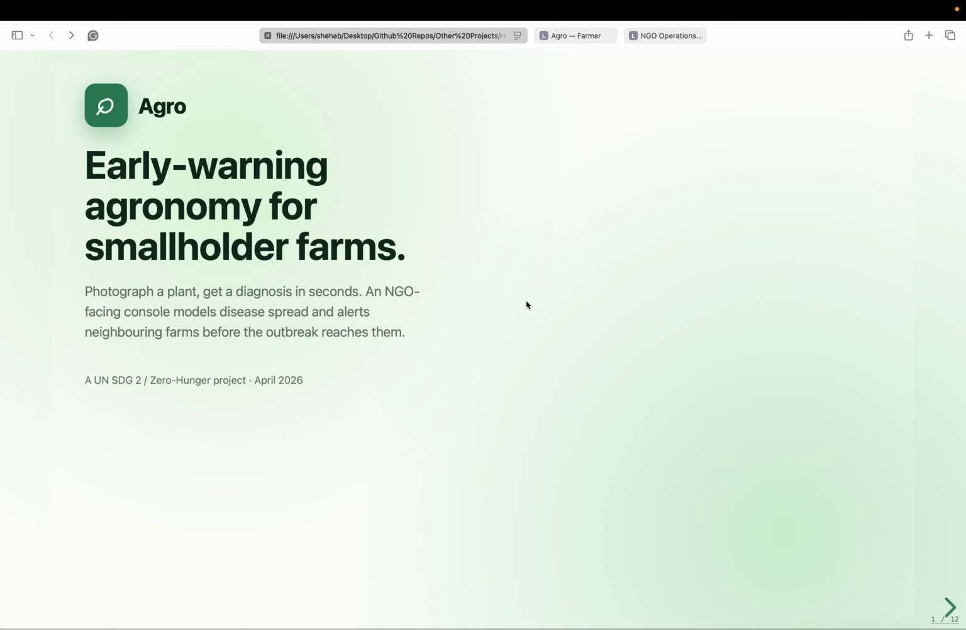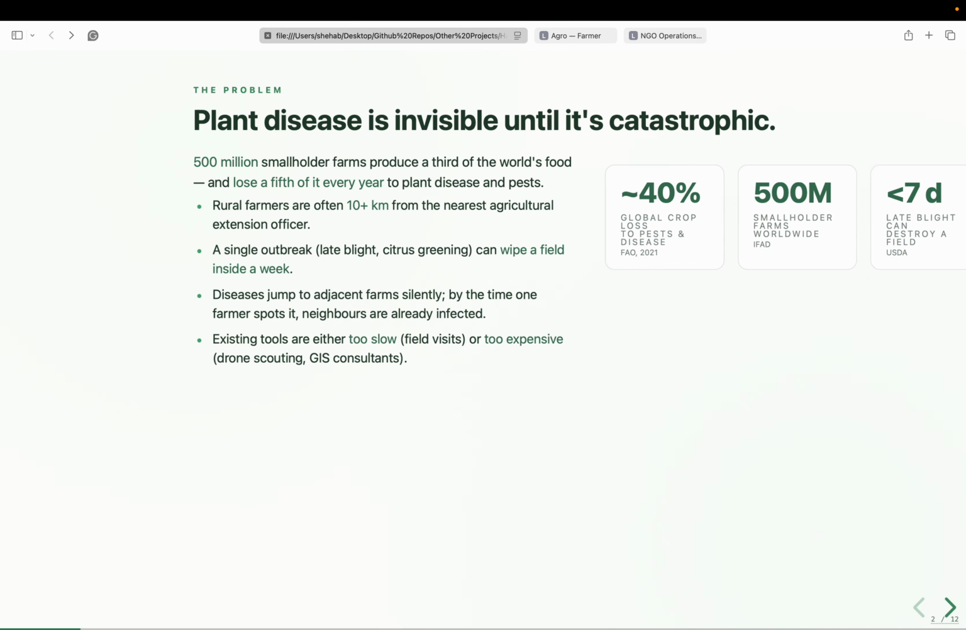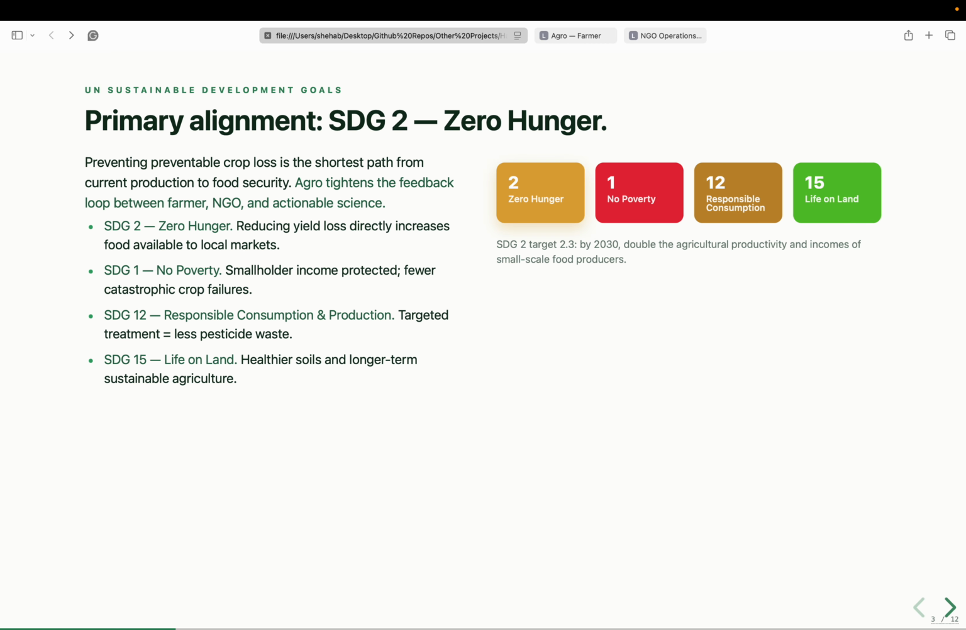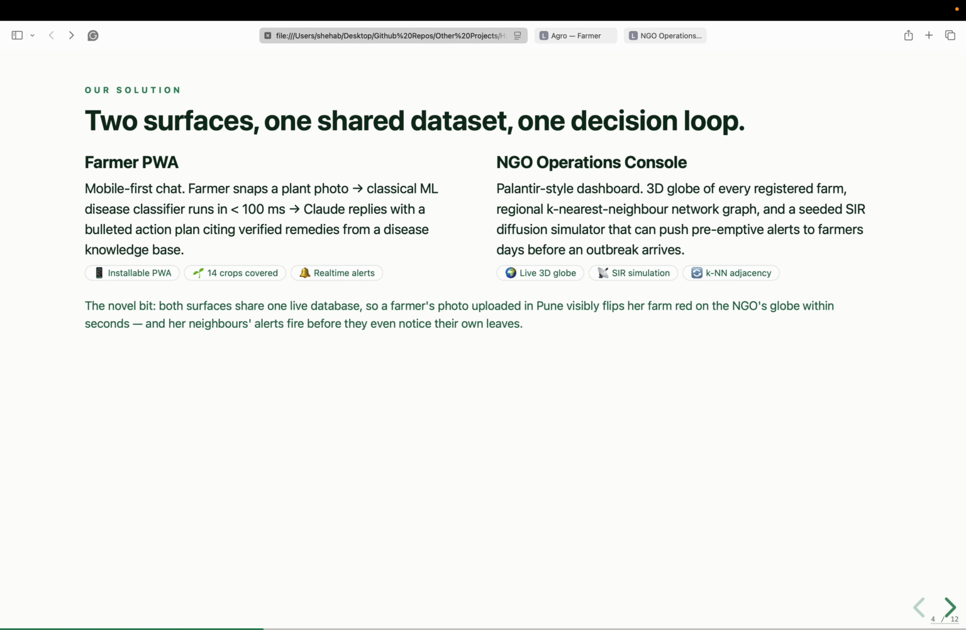Agro, where we help small farmers prevent disease spread across their crops. So right now the problem is that from the 500 million farmers out there in the world, 20% of their crops are lost to diseases and pests. We're focusing on UN SDG 2, Zero Hunger, by reducing this yield loss.